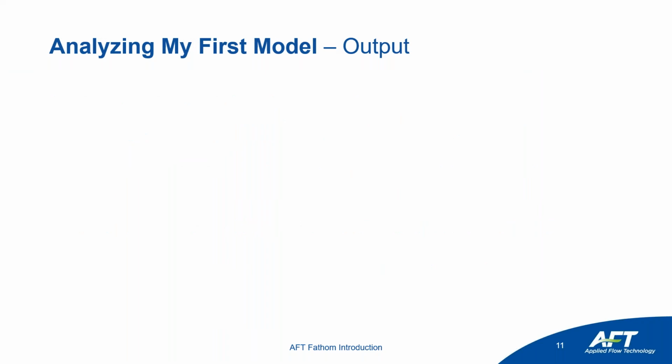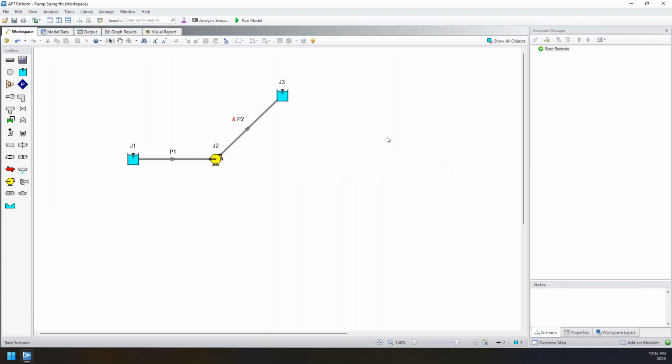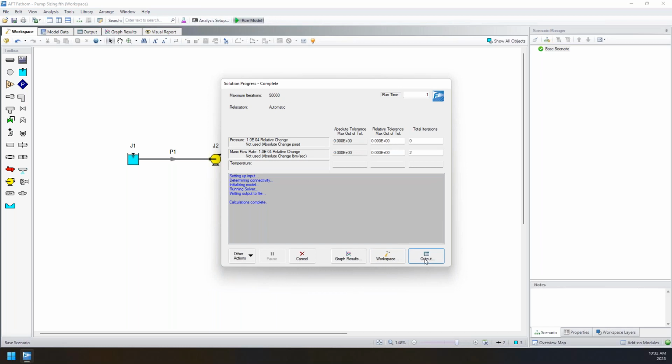Okay, so we've done everything to build our first model. Now let's see what the software is going to tell us. What information are we going to glean in this pipe sizing situation? We'll first take a look at our output, which is tabulated results. Again, this is useful if we need a specific number, if we're meeting a flow rate or pressure condition. It's also valuable because it'll indicate to the user if there's any problems within the model. So here, we believe we'll need to rerun our model, and we can go to the output using this output button.